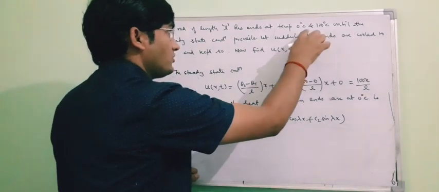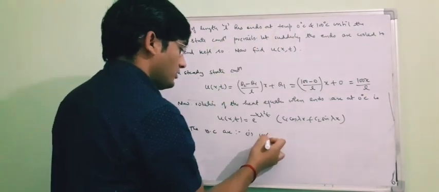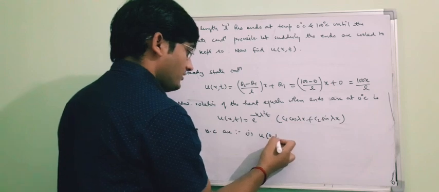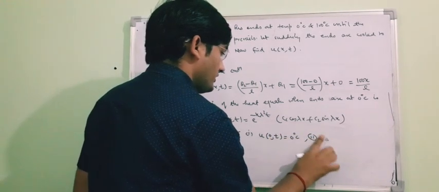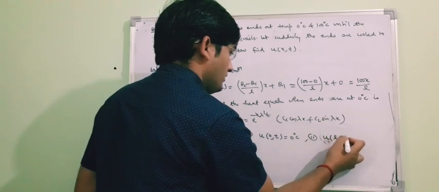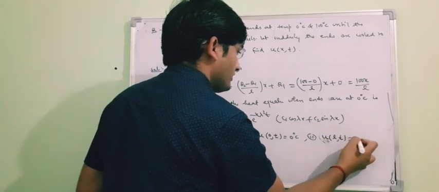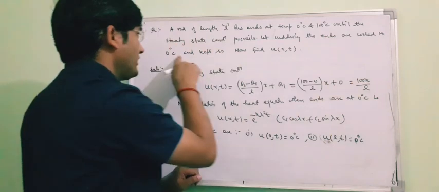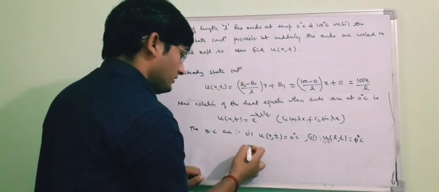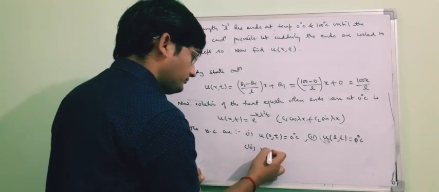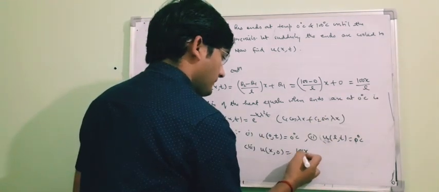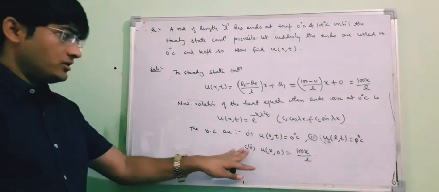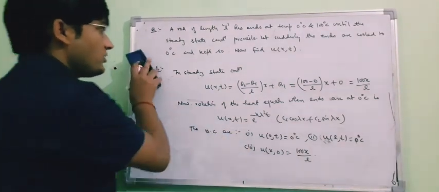First condition: when the length of the rod is 0, that means at point A, the temperature is 0 degree centigrade. Again, when the length of the rod is L, the temperature is again 0 degree centigrade because the ends are cooled at 0 degree centigrade. And then the initial temperature is equal to 100x upon L. So now, using these three boundary conditions, let us solve this problem.